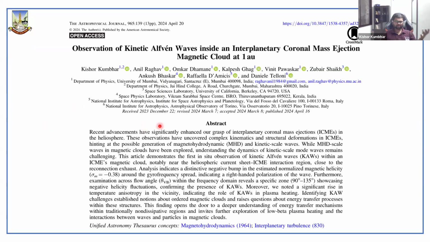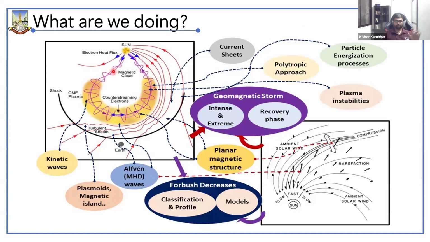Thus, I would like to conclude my talk with a few slides. This is the slide of my paper, which was published recently in ApJ, and this is what we are doing at MU. Under the guidance of Dr. Raghav, we are studying structures such as ICMEs and CIRs, where we are observing Alfvén waves and their kinetic versions. We are even studying current sheets, as well as the polytropic index, which is for the thermodynamics. We are studying particle energization processes in ICMEs, plasma instabilities, planar magnetic structures, and also geomagnetic storms and Forbush decrease processes.